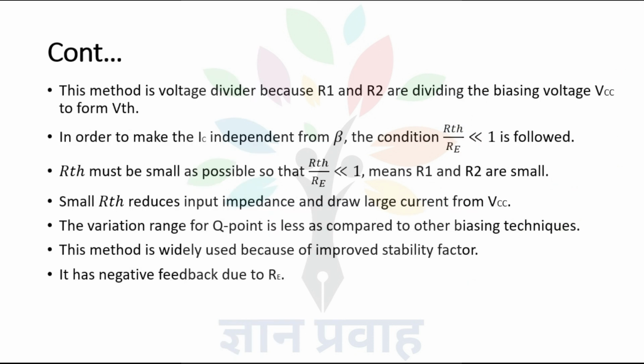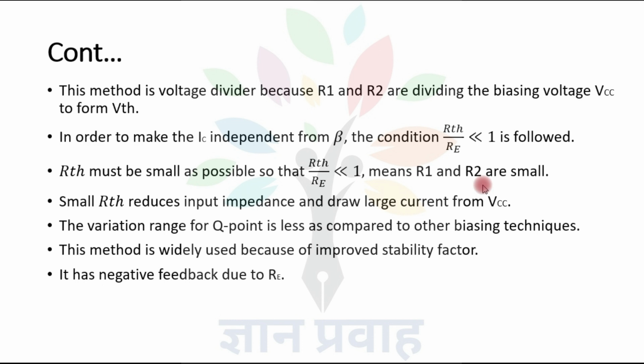The few important points of this biasing circuit are given here. This method is voltage divider because R1 and R2 are dividing the biasing voltage, that is the VCC voltage, to form the VTH voltage. It is the Thevenin equivalent voltage. And in order to make the IC independent of beta, the condition we are following, that is RTH divided by RE, must be very less as compared to 1. RTH must be as small as possible so that this condition will be fulfilled. It means R1 and R2 are small.